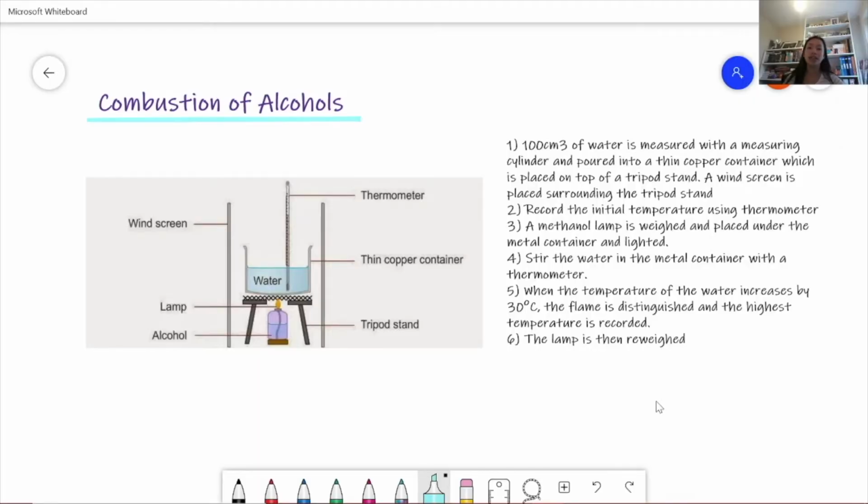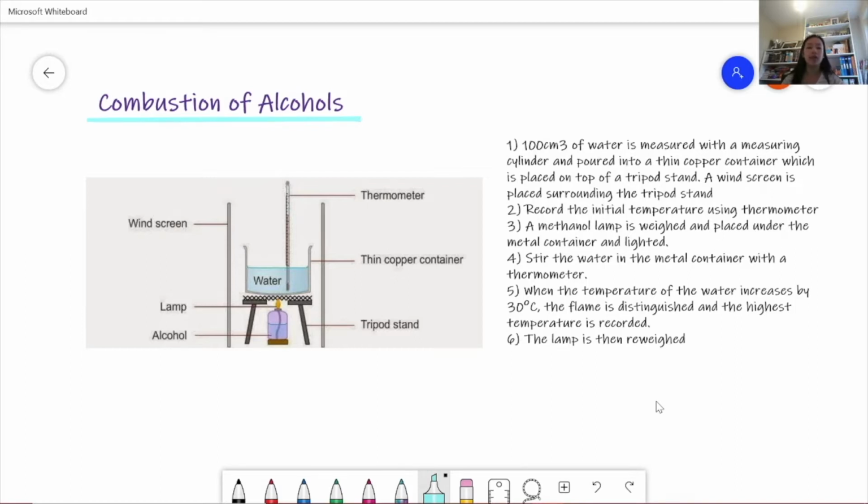So now we're going to look at a required practical, and it's the combustion of alcohols. So the first thing you do is measure out 100 centimeters cubed of water, and you put this into a measuring cylinder and then pour it into a thin copper container, which is placed on top of a tripod stand. And we use a windscreen to try and keep as much heat in the area as possible. And then the second thing you do is record the initial temperature of the water using a thermometer.